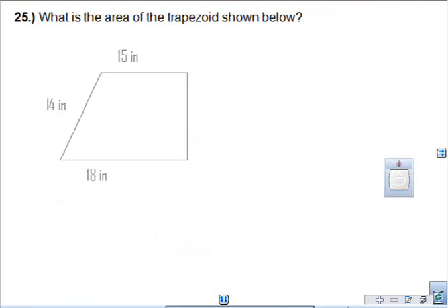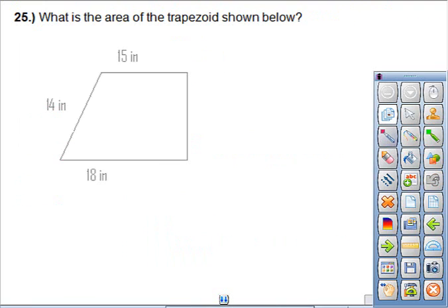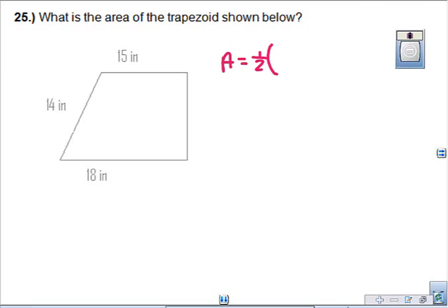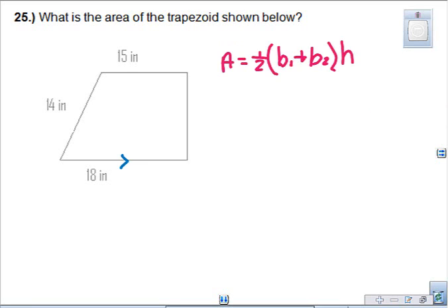Here's the area of the trapezoid. Area of a trapezoid formula is on your formula chart. You just need to be sure you're plugging the right values in. So it is 1/2, and then in parentheses, base 1 plus base 2, and then times the height. Remember, the bases are the two sides of the trapezoid that are the parallel sides. So in this case, 15 and 18. So 15 and 18 go in the parentheses.